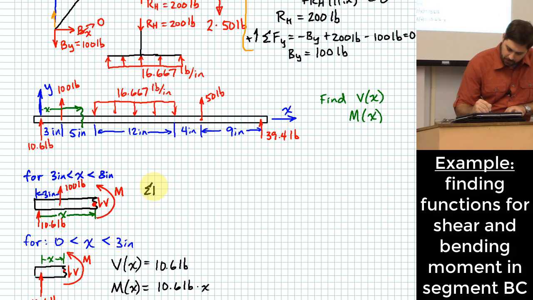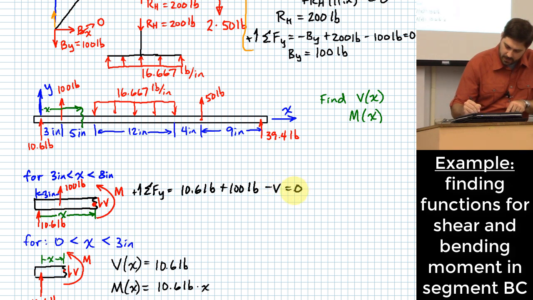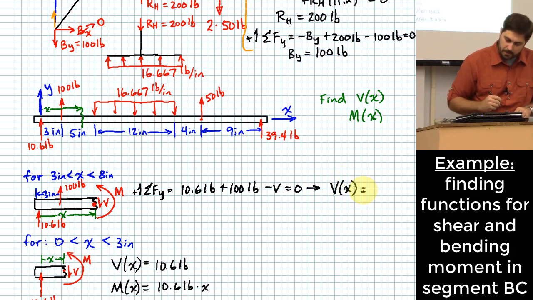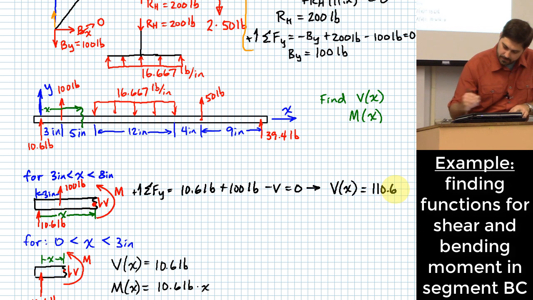What if I sum forces in the y direction? 10.6 pounds plus 100 pounds minus V equals 0. Tells me what? V, which again would be V of X, right, is going to be equal to 110.6 pounds.